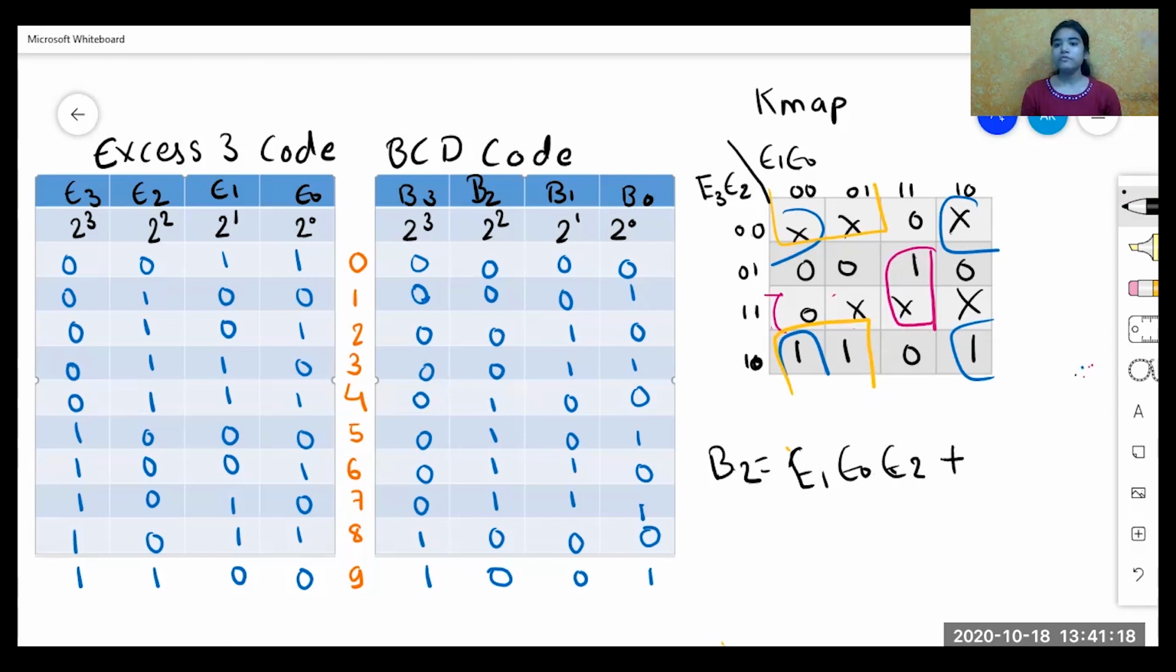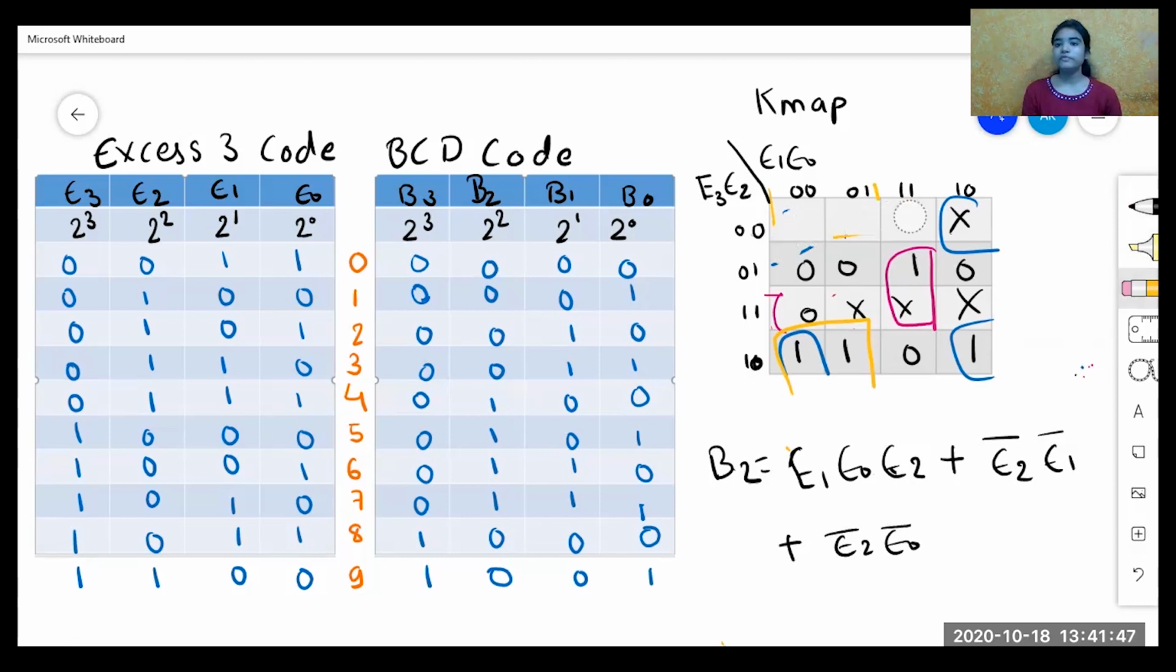And when we look at these yellow groupings, we see that horizontally E2 bar is common. Since it's 0, we represent 0 as complement. And vertically E1 bar is common. Then we are left with the final grouping, that is the blue grouping. So we see that is E2 bar, E0 bar. So this is our K-map for B2.